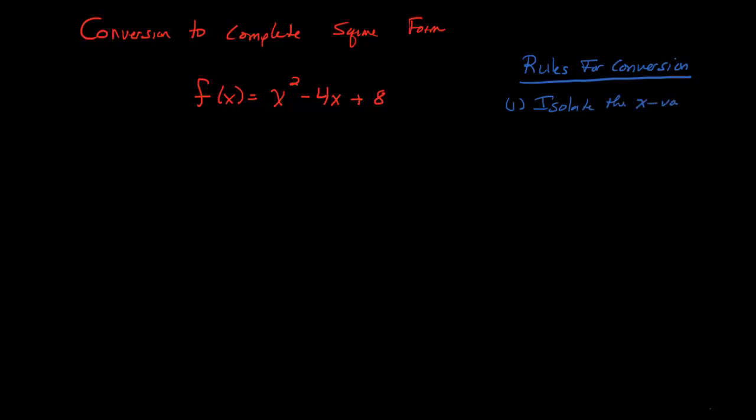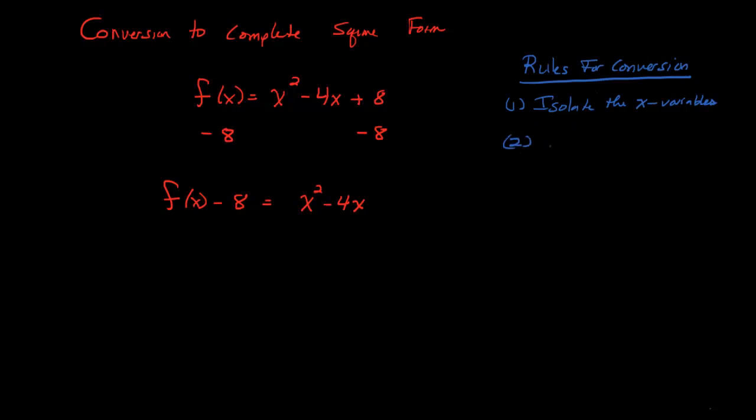The first rule I like to identify is to isolate the x variables. If I want to isolate the x variables, I'm going to have to subtract 8 on both sides, and I'm going to leave my f of x there. So I'm going to have f of x minus 8, and that is going to be x squared minus 4x. In this circumstance, our next rule is sort of void because of what it is.